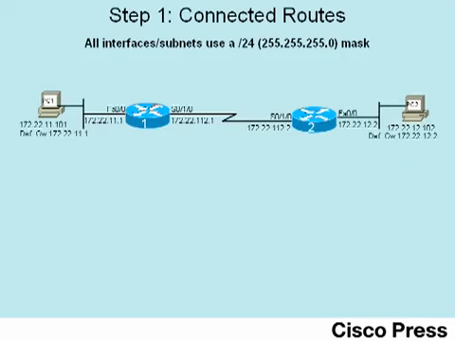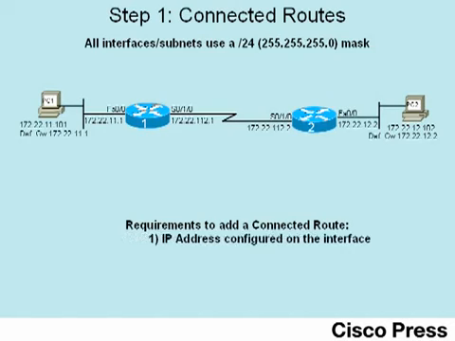So let's begin by examining connected routes. For any router to add a connected route to its routing table, the router must have an interface with an IP address configured, and that interface must be in an up and up state. Each router interface has a state that's described by two words. If both of those words are up, it means that that interface can send and receive packets.